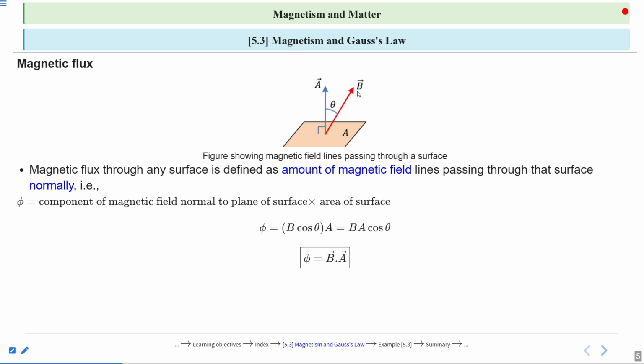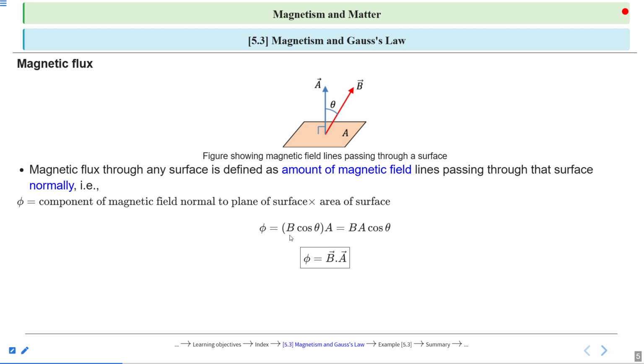Or you can modify the definition also. We will not change the direction of the magnetic field, but we can take the component of the area vector along the magnetic field. We can derive the expression for this magnetic flux in two ways. Either we can take the component of magnetic field in the direction of the area vector, that is perpendicular to the plane of the surface, or we can take the component of the area vector in the direction of magnetic field. In both cases, it will result in BA cos theta.